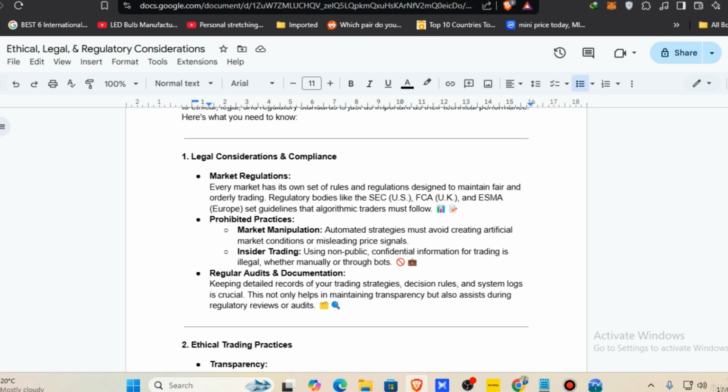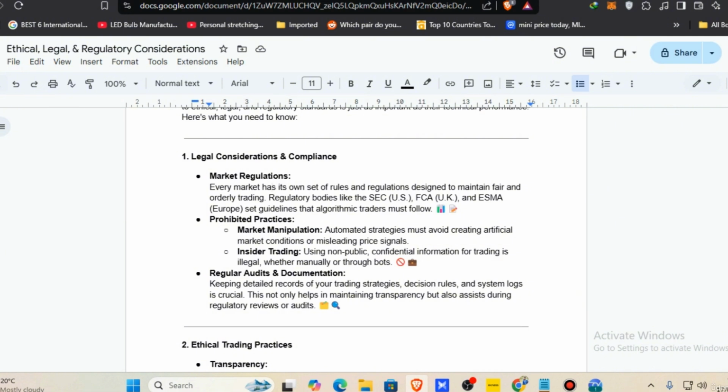Prohibited practices or market manipulation: automated strategies must avoid creating artificial market conditions or misleading price signals. This type of thing can be done with HFT EAs. So what is an HFT EA? HFT EAs are simply those types of EAs which are based on high frequency, and most of the time they will just blindly take multiple trades within milliseconds, and then they will exit by taking the benefit of market inefficiencies. If you are doing those things, then they are considered manipulation, and that's why most brokers and prop firms don't allow them.